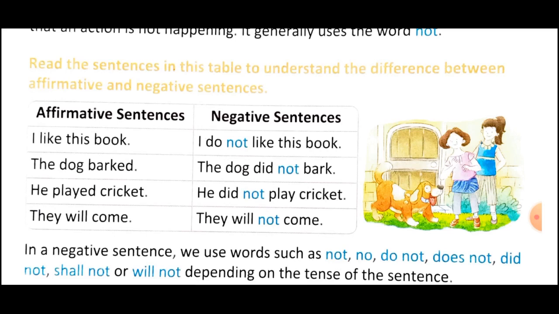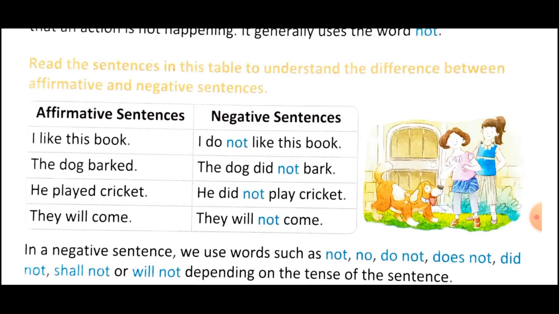Keep in mind, in affirmative sentences, it may be that the helping verb is hidden in the main verb, not given separately. But in a negative sentence, not always comes after the helping verb. So the helping verb is separated from the main verb. Here, the first sentence is of simple present tense, and in that do is hidden in the main verb like. When you write it in a negative sentence, do will be separated and after that not will be placed.